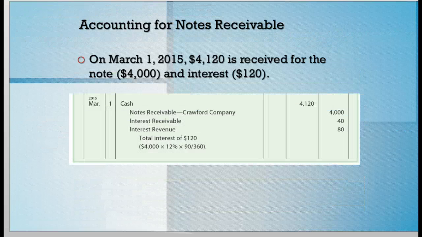So they come up on March 1st, 2015. They owe us $4,120 with the interest. Interest is figured by 4,000 times 12% times the 90 over the 360. And that comes to 120. Well, I've already recorded some of that 120. So let's go with what I know. First of all, I have cash of 4,120. I know the note receivable is 4,000. I know I have a receivable on that for $40 that I have to get rid of, and I have to recognize that $80 revenue for year 2015. And most notes are like this.